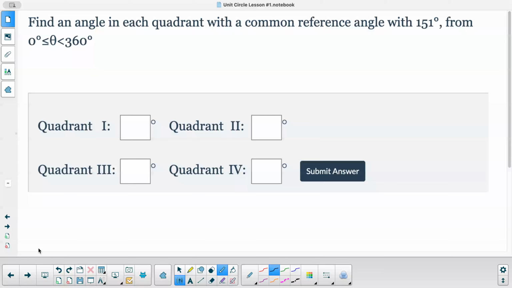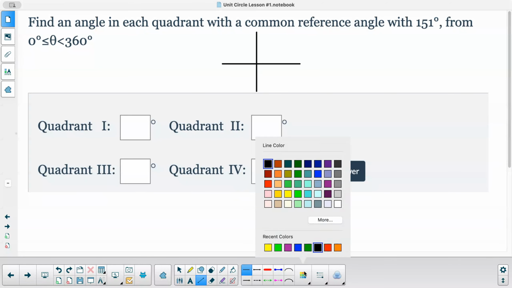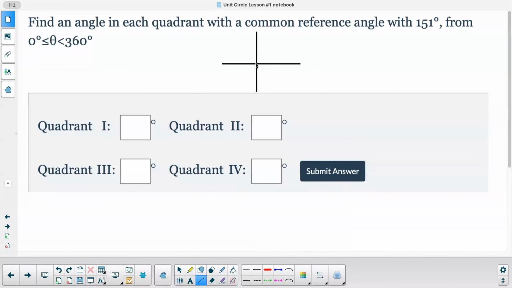All right, so this time we're going to have to find a reference angle in each quadrant and then rewrite what each angle would be in standard form. So I always like to just sketch a little picture here. 151 is going to look like something like that, probably. So to find that reference angle, I'm going to do 180 minus 151 because I'm in quadrant 2. So that gets me 29 degrees. Sorry, I ran out of room there. All right, so 29 is my reference angle here.